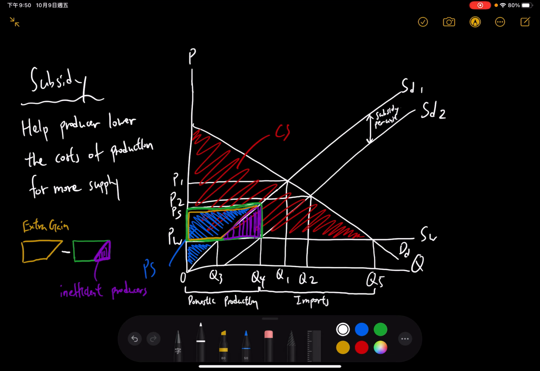Okay, simple. And yeah, the consumers are going to consume at PW, and the importers are also selling the goods at PW. Only the domestic producers are actually receiving the unit price at PS because of the subsidy.